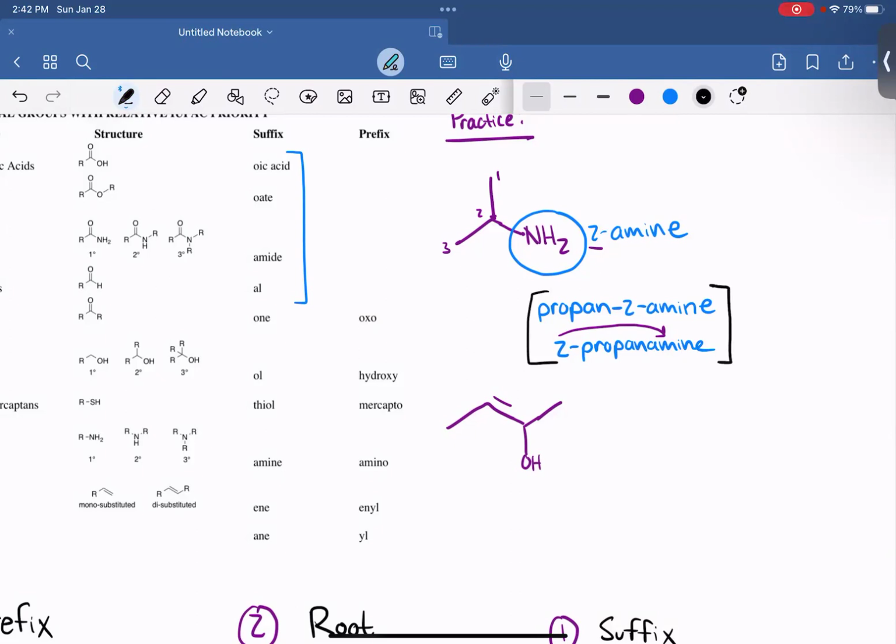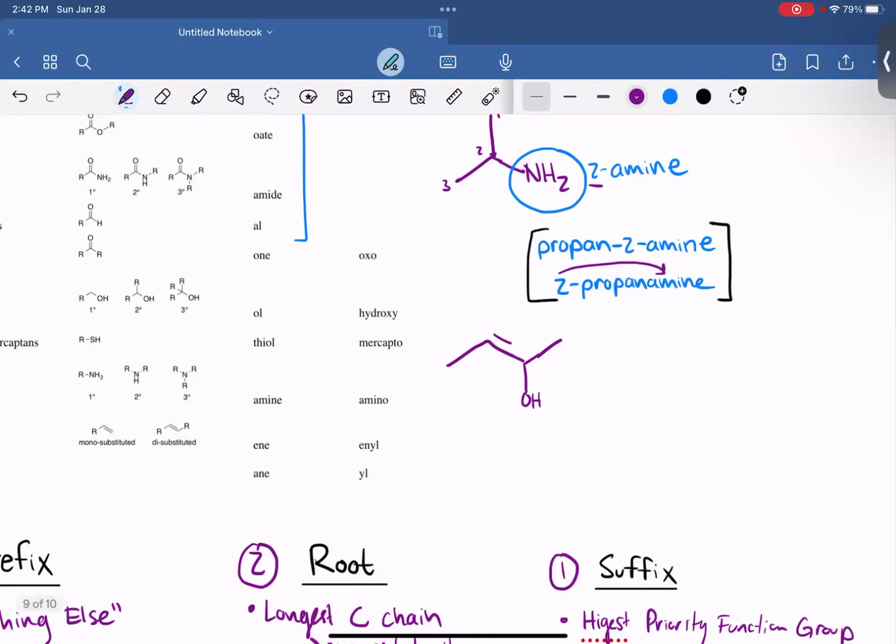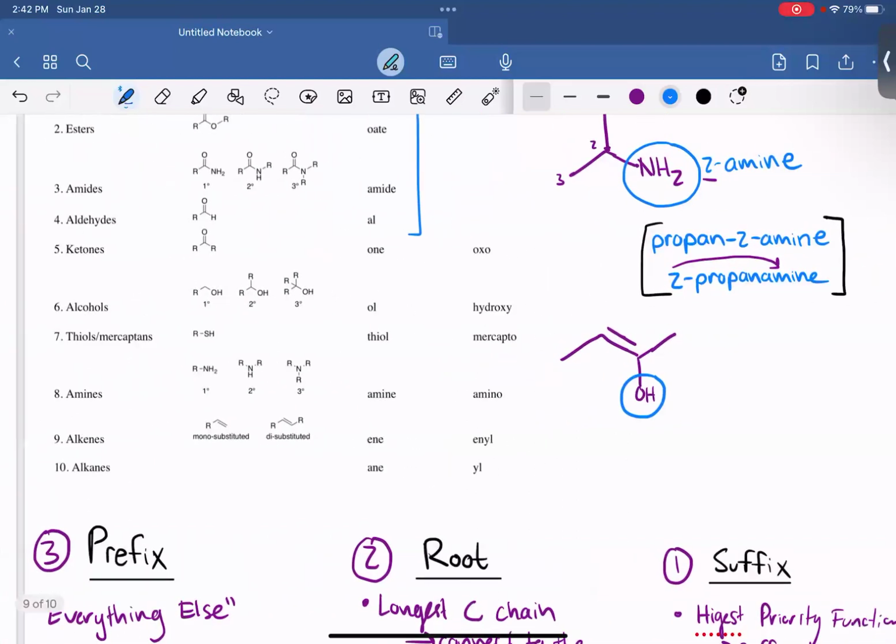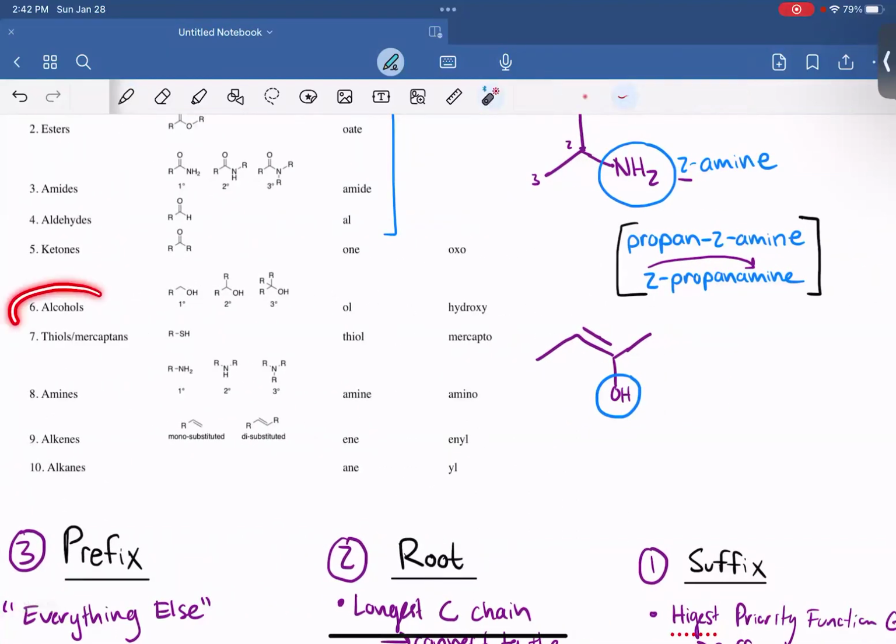Moving on, let's look at this one here. What's my highest priority functional group? The highest priority functional group is an alcohol. If we look at our sheet and find alcohol and go over, we learn that the suffix is OL. Again, this is not a chain terminating functional group, so we have to label where it is. Some might say it's on the 1 carbon, 1, 2, 3, with a methyl group coming off of the 1.